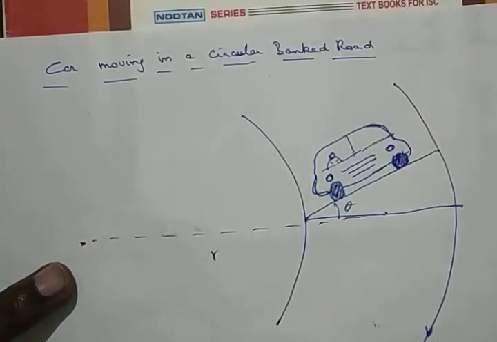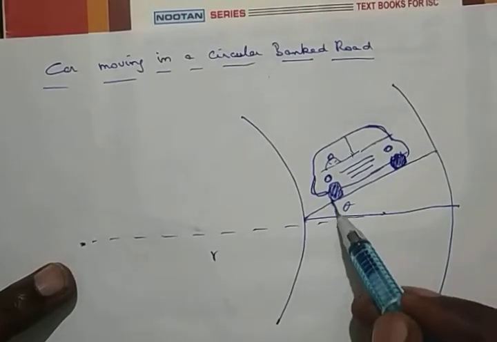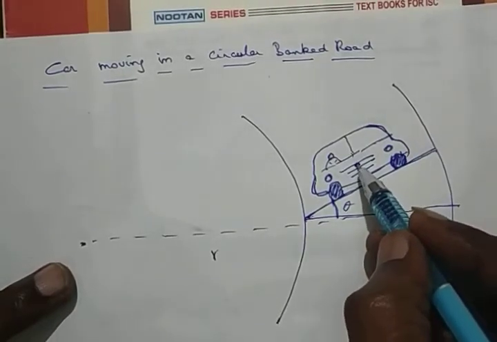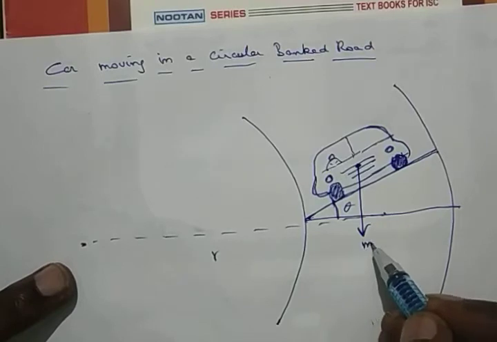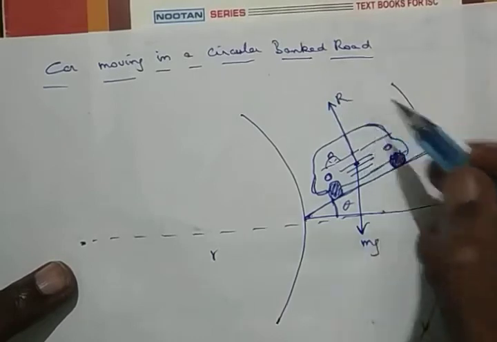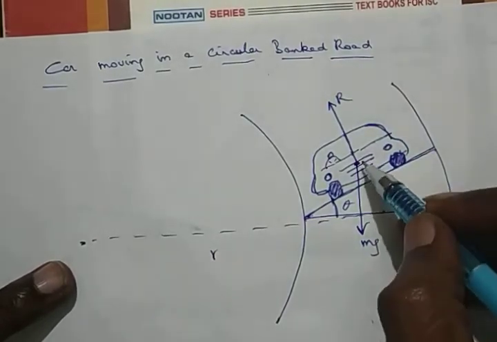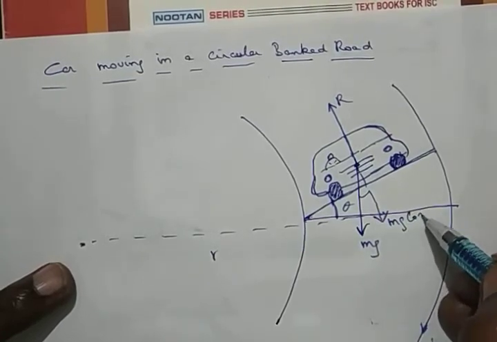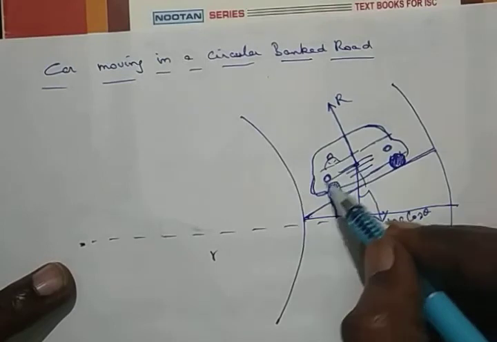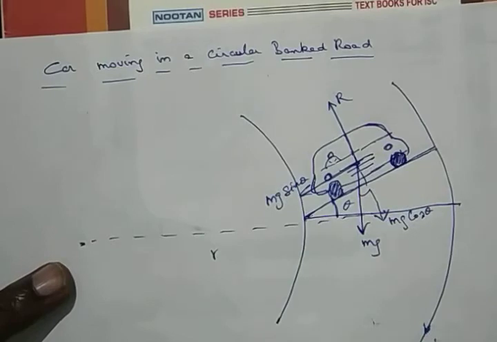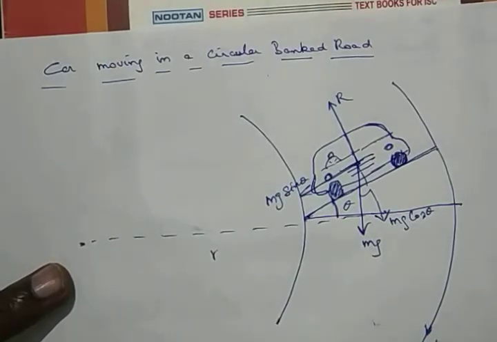So this is the way the car is coming now, in a banked path. Look at this one, it's already on an elevated path. The path is elevated, so mg acts straight downwards, but R acts like this. We know this one. And what is this going to be? mg cos theta. And what is this going to be? mg sin theta. Known facts. This is a very simple one.